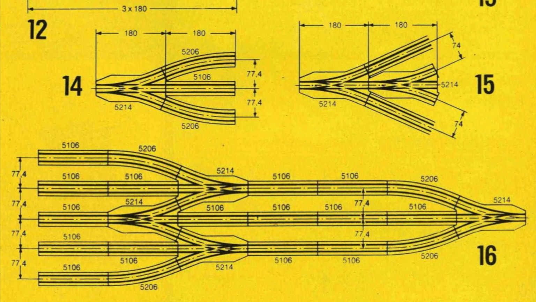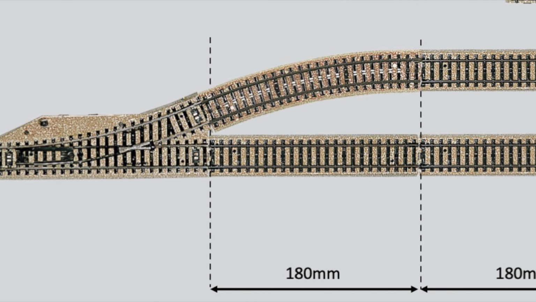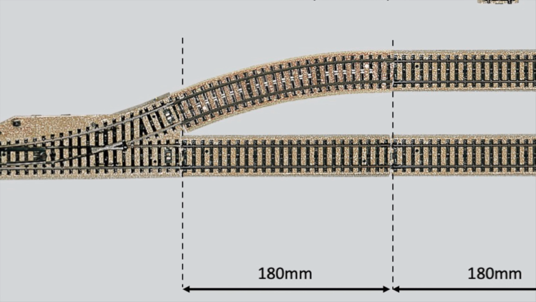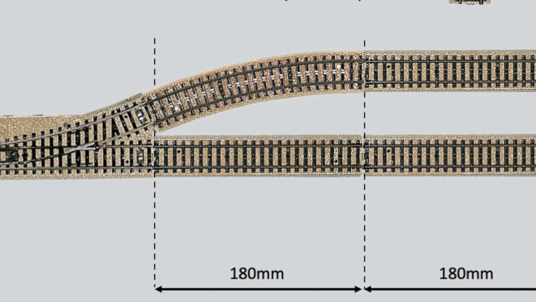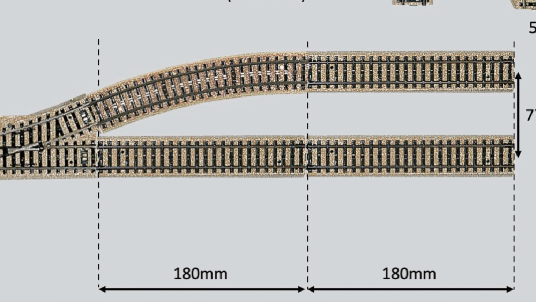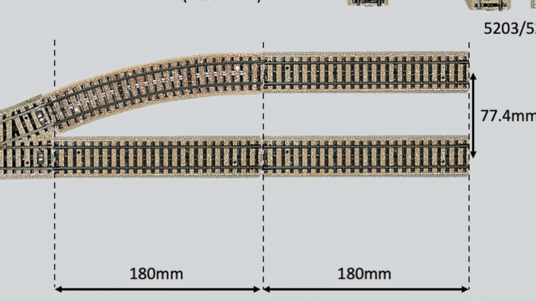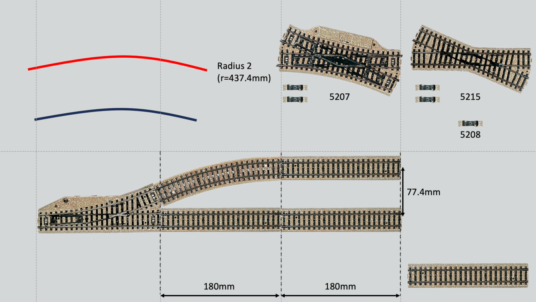Additionally, the turnout and curve geometry ensures that the ends of standard straight sections of track remain aligned in a parallel scenario, as you can see on this plan. The M-track system is called a system for a reason, after all. Now, let's make this a bit more complex with a crossing.